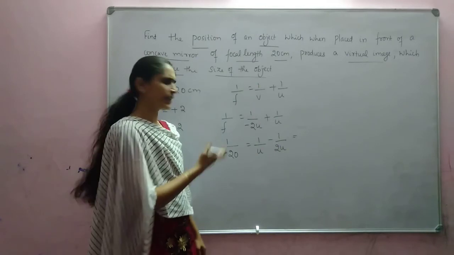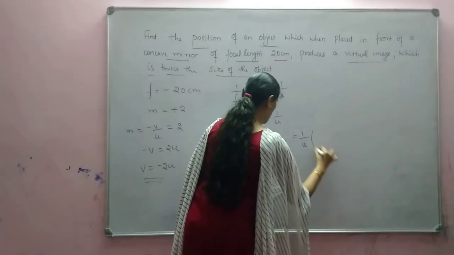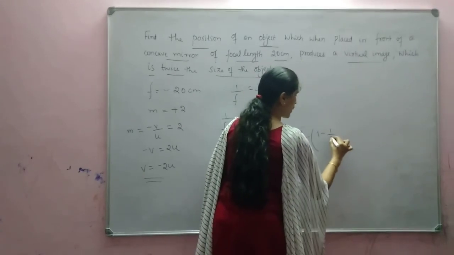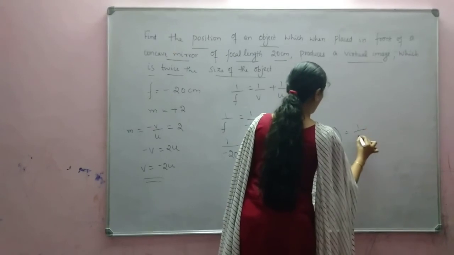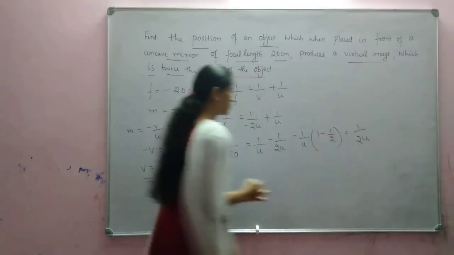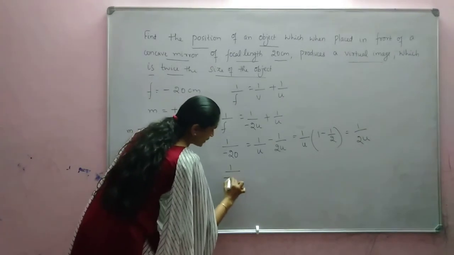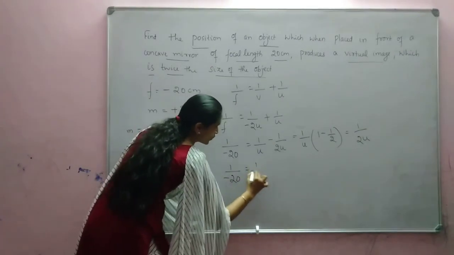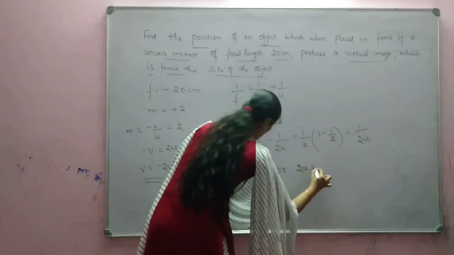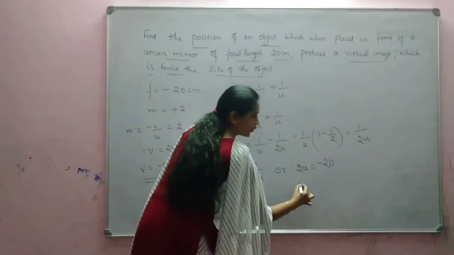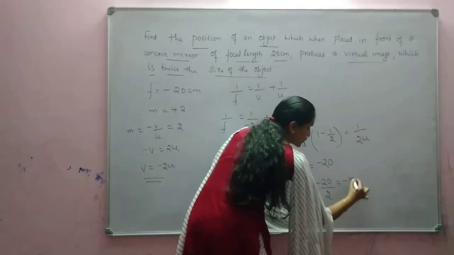No need to take like that, you can simplify it also. 1 by u I am taking common, but you will get 1 minus half. You will get it as half. So 1 by 2u, if you simplify, you will get 1 by 2u. So we got 1 by minus 20 is equal to 1 by 2u, or we can write 2u is equal to minus 20, or u is equal to minus 20 by 2 is equal to minus 10.